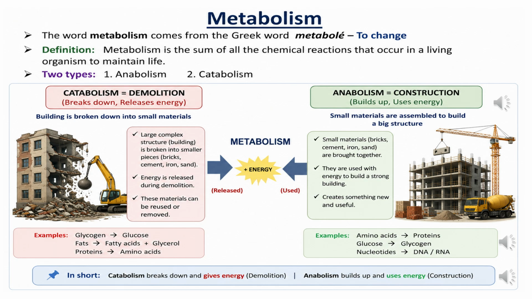Conclusion: to summarize, metabolism is the combination of catabolism and anabolism. Catabolism breaks down molecules and releases energy, while anabolism uses that energy to build new molecules needed for growth, repair, and maintenance. Just as demolition and construction are both essential in civil engineering, catabolism and anabolism are both essential for maintaining life in every living cell.